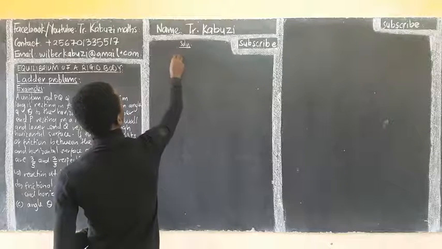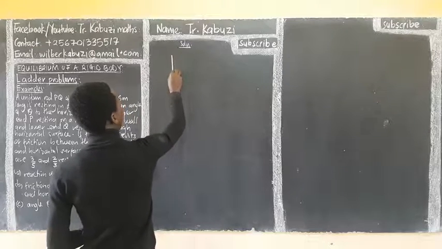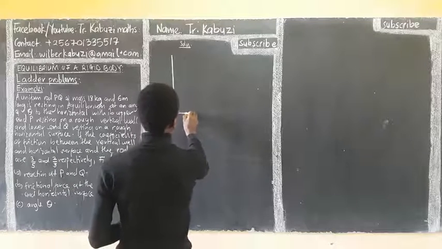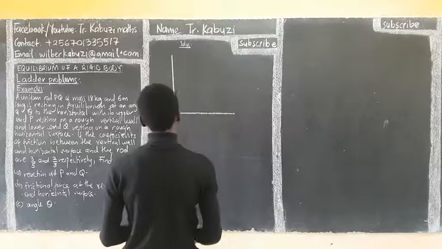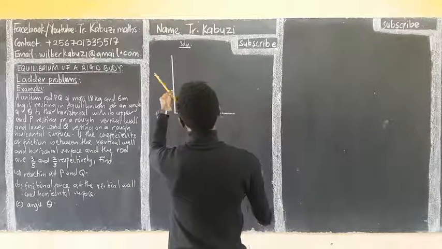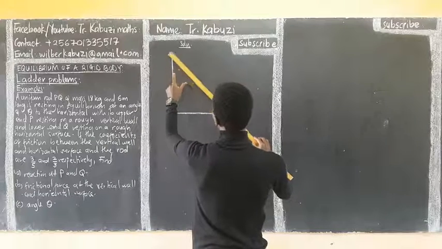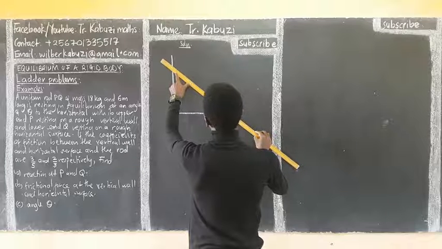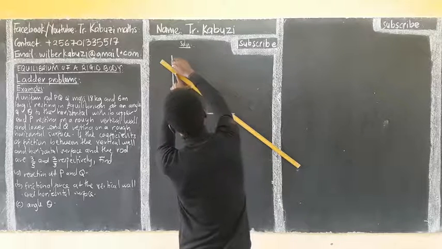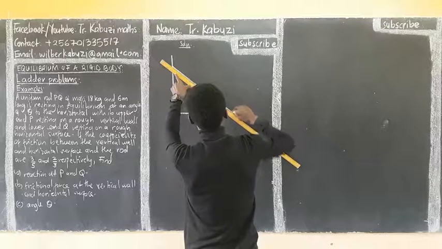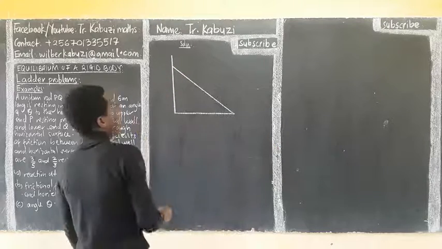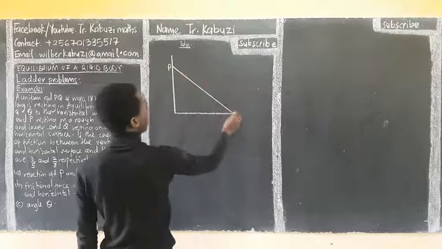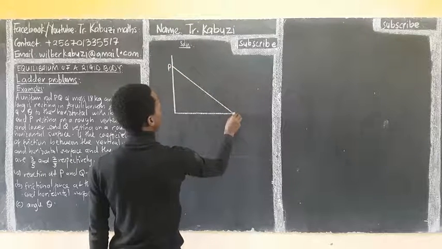So we draw our, this is going to be our vertical wall, this is going to be our horizontal surface. Of course, we have our rod, or in some questions we find it as a ladder. So this is what we have there. So I have a rod, P, then this is going to be my Q.